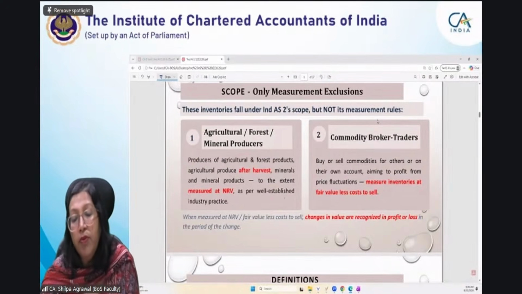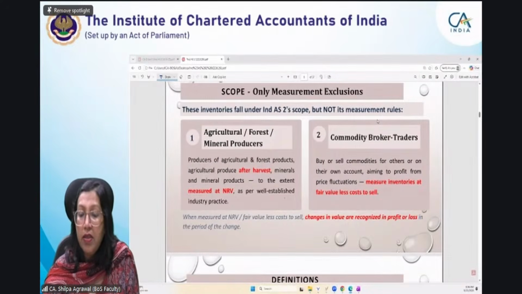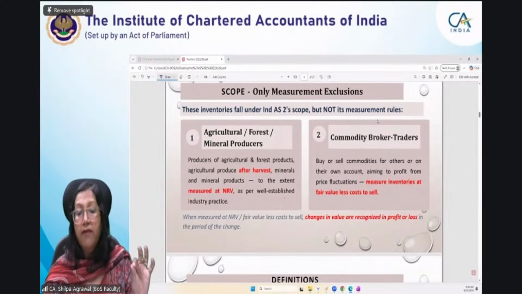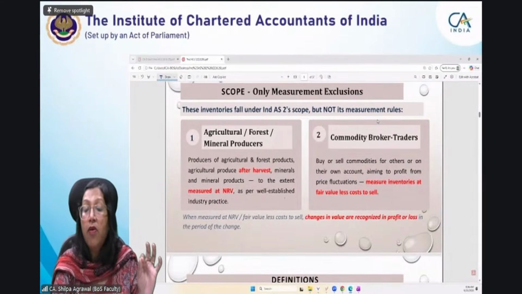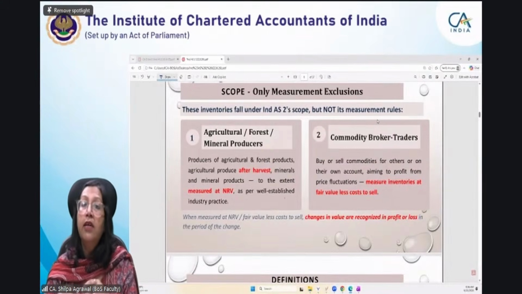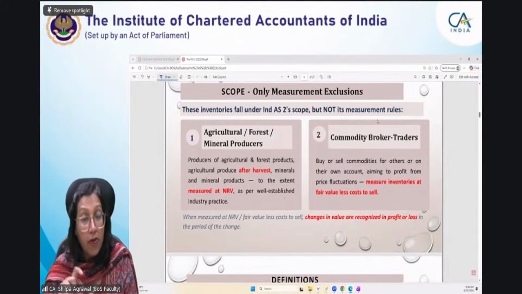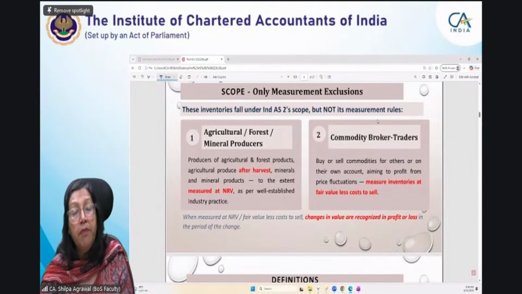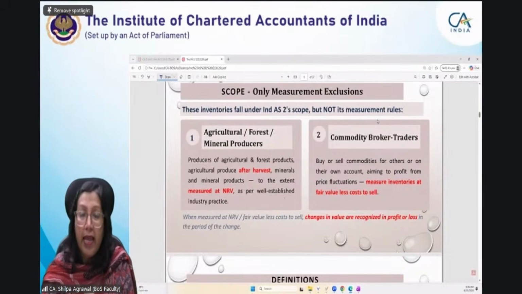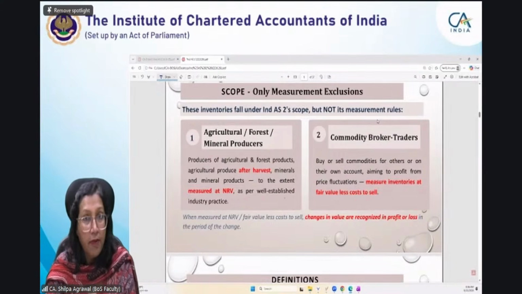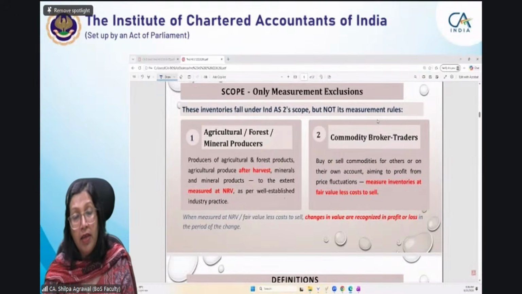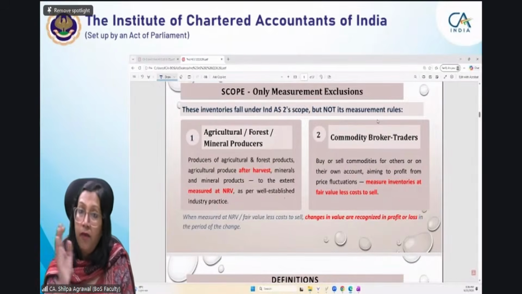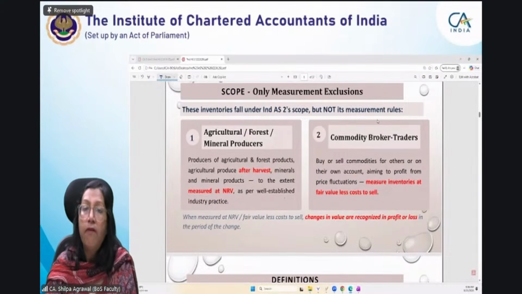Similarly, commodity brokers and traders who buy or sell commodities for others or on their own account, aiming to profit from price fluctuations, measure inventory at fair value less cost to sell. Why? Because they hold that asset for profit, and the profit is not because of purchasing or selling; you are holding it, price fluctuation in the market happens on its own, and based on that price fluctuation you are earning profit. So that kind of asset is measured at fair value less cost to sell. They fall under Ind AS 2, but measurement is as per financial instruments.